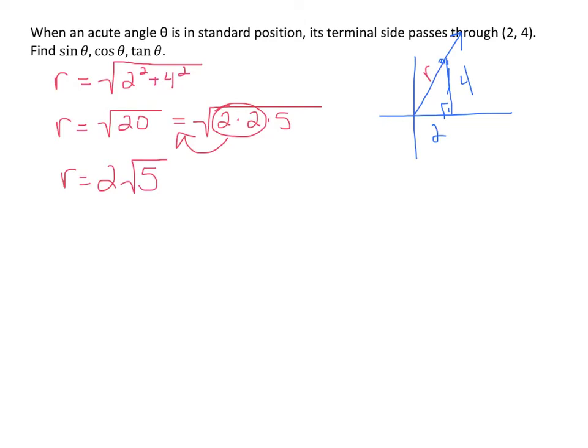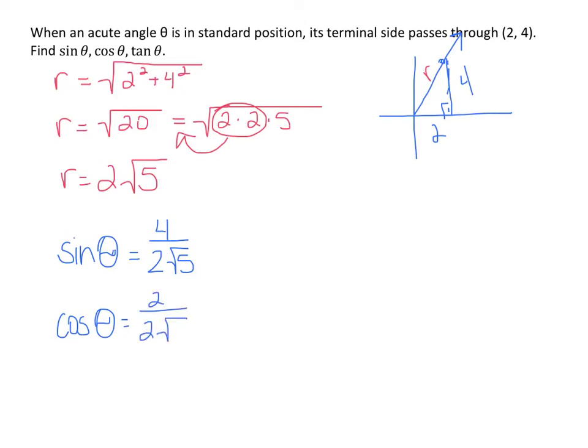Now I have a value of r. I know that the sine of theta is equal to y over r. So that's 4 over 2 square roots of 5. The cosine of theta is x over r. So that's 2 over 2 square roots of 5. And the tangent of theta is y over x. So that's 4 over 2.